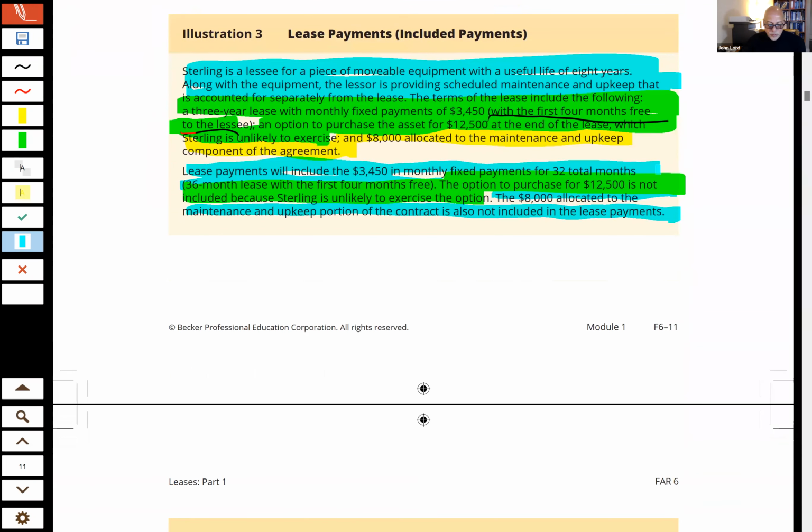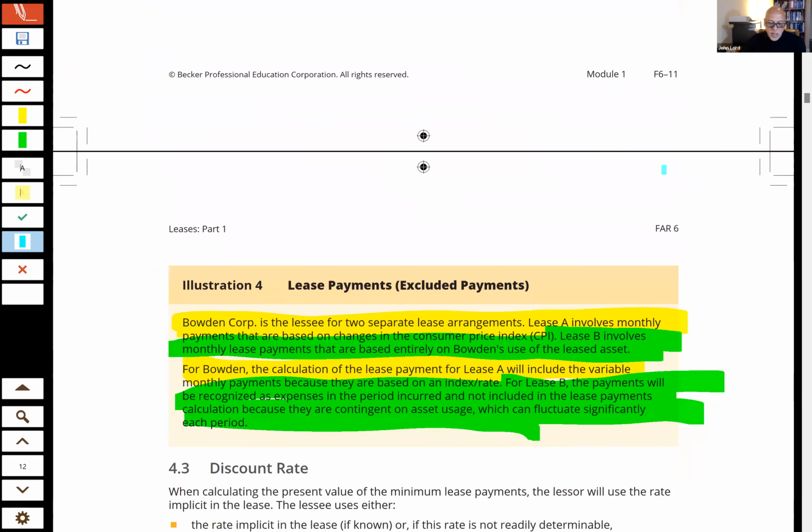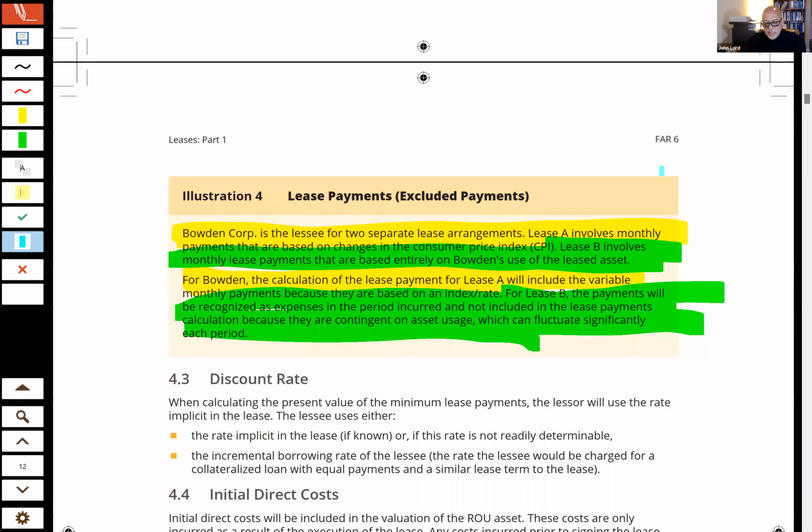Okay, and then for the variable payments to exclude, if they're saying these payments will be variable as the consumer price index changes, then include the base amount. You don't know what the future consumer price index is going to be, so you don't guess what it's going to be. You'd include that base amount as part of the lease payments. But if they tell you there's going to be additional lease payments based on usage, you do not include those.